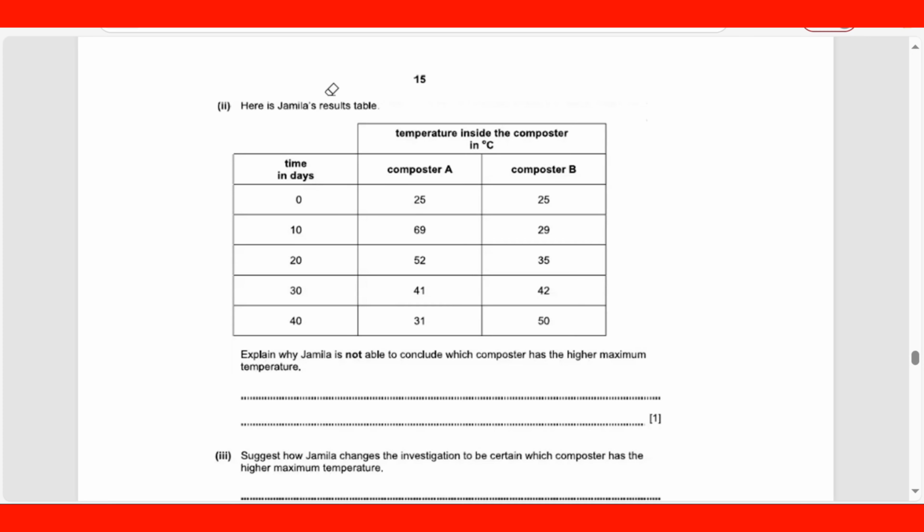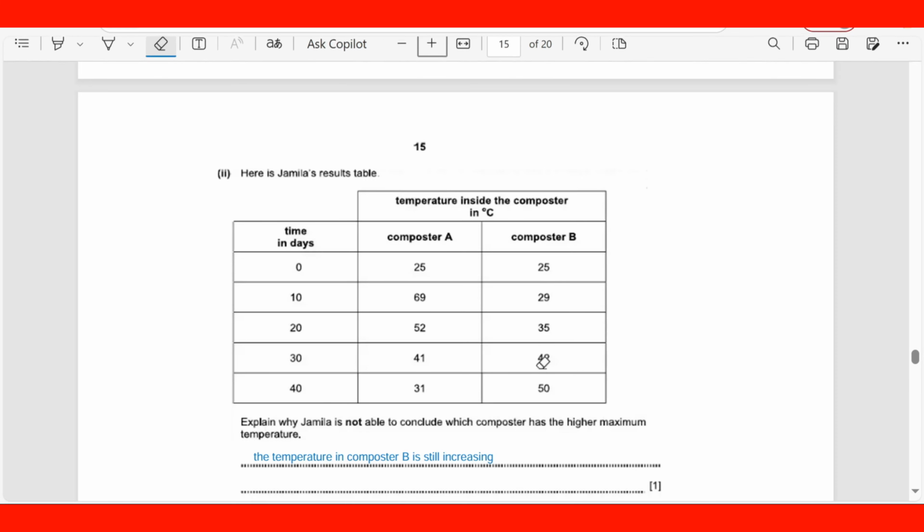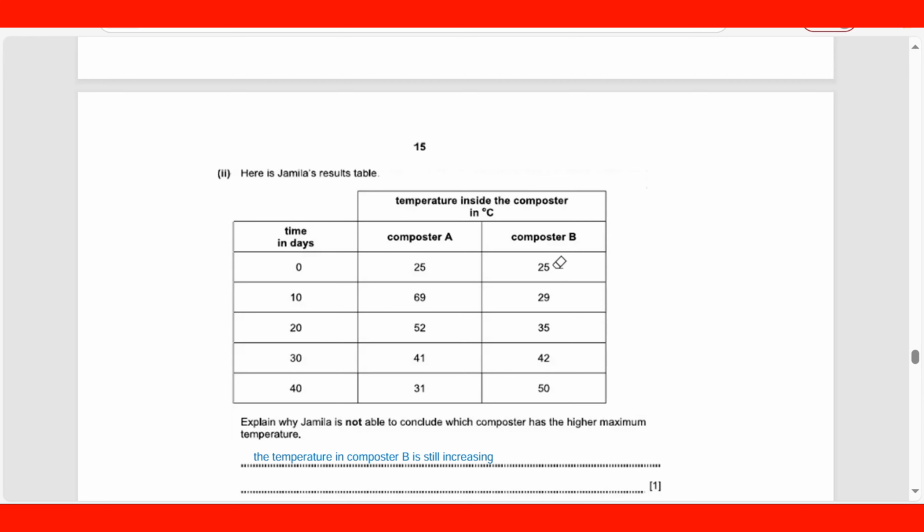Okay, now part 2. Here's Jamila's result table. Temperature inside the composter A and B at days 0, 10, 20, 30, 40. Explain why Jamila is not able to conclude which composter has the higher maximum temperature. Okay, let's check out the answer, guys. Well, we see in here the temperature in composter B is still increasing, so that's why she's not able to conclude.